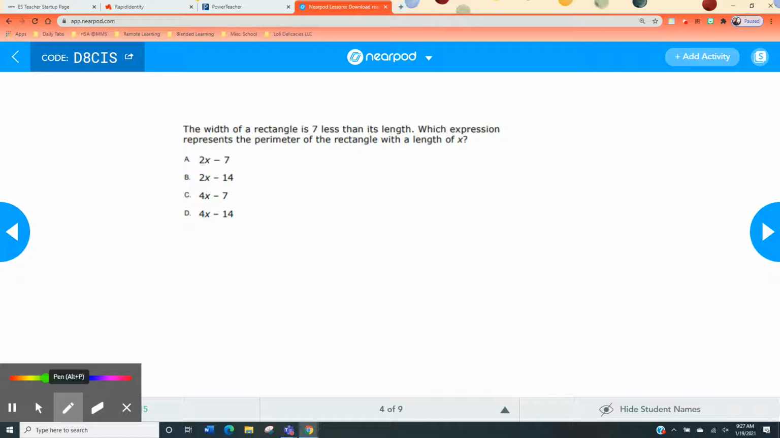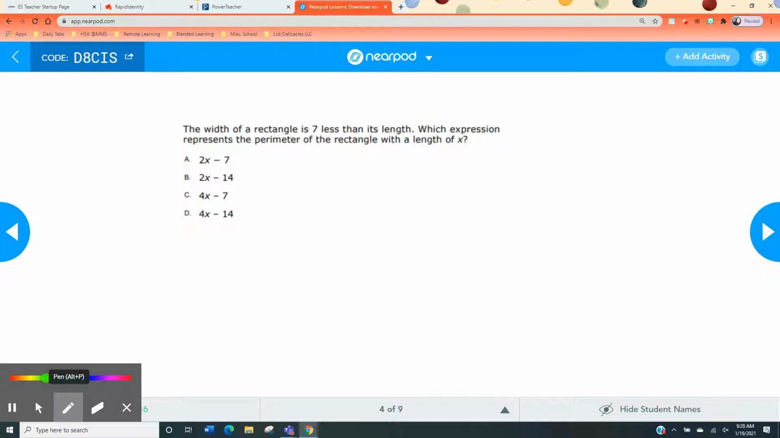Okay, so I'm going to go ahead and start reading it. If you're still copying it down, that is fine. Keep working. It says, the width of a rectangle is 7 less than its length. Which expression represents the perimeter of the rectangle with a length of x? So there's a lot going on in this question. We're going to have to take it apart slowly so that we can make sure that we're understanding it.